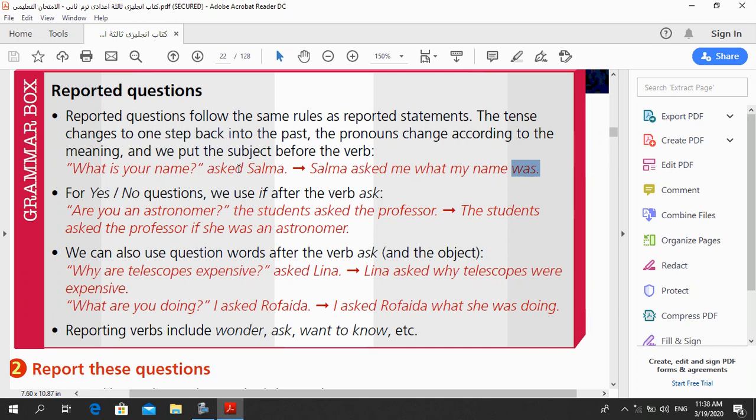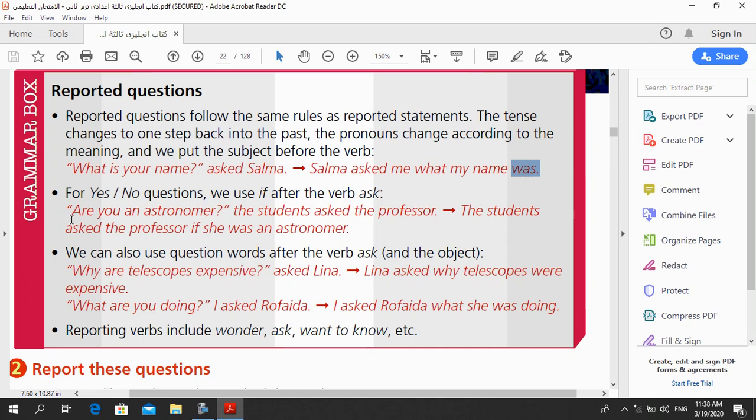Present simple to past simple. Past simple to past perfect. Present perfect converted into past perfect. Present continuous converted into past continuous. Past continuous converted into past perfect continuous. Present perfect continuous converted into past perfect continuous, and so on. This is the reported speech.